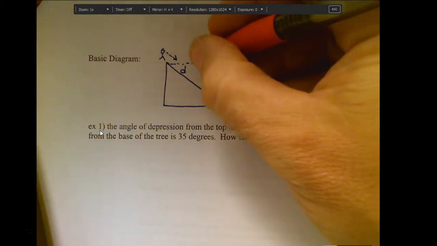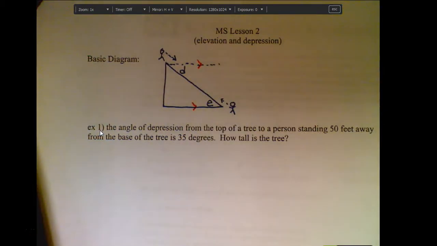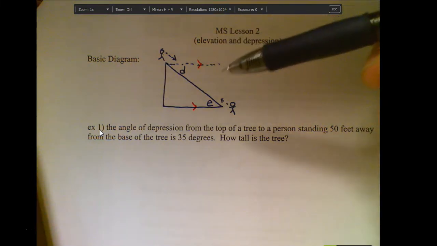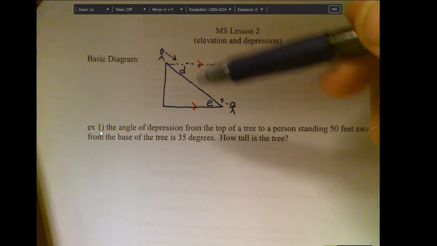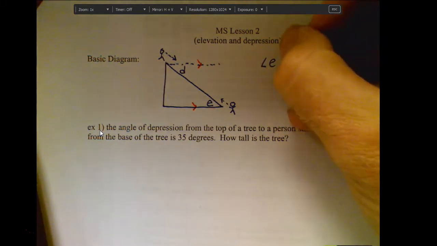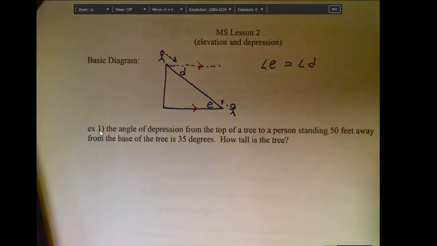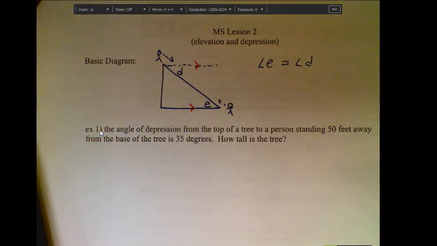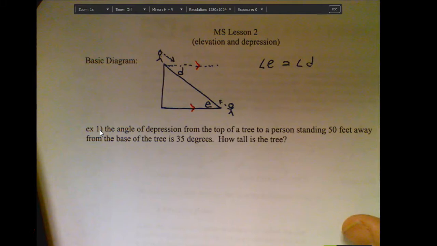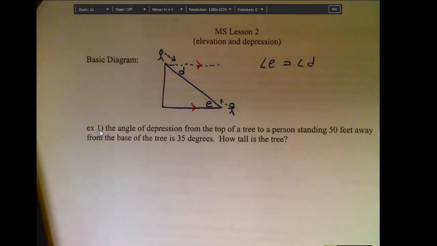Because they're both formed with horizontal lines, one of the things you learned back in geometry a long time ago was if you have parallel lines, like this horizontal line and this horizontal line, then these angles are what we call alternate interior angles. And alternate interior angles are equal. So that makes the angle of elevation always equal to the angle of depression. That's always going to be true. Which means if I were to say something about the angle of depression, you could put that value here, just the same as you could put the angle of elevation right there. So that's your basic diagram for that.